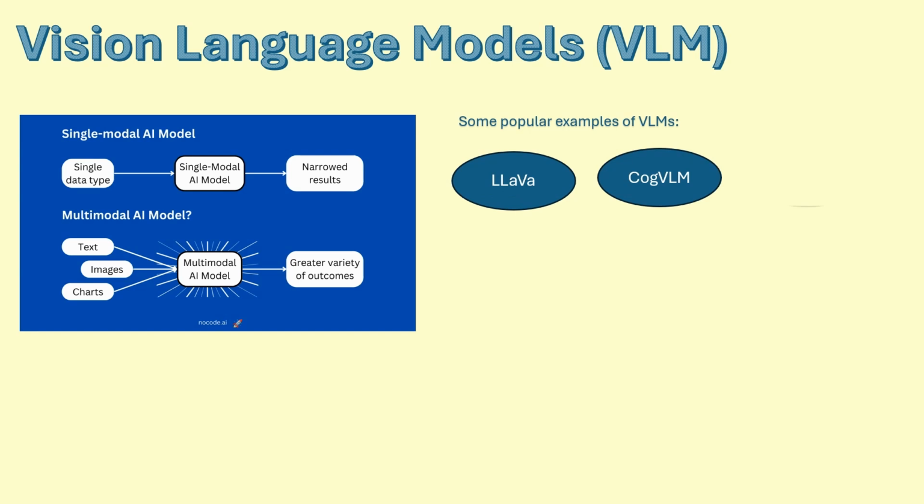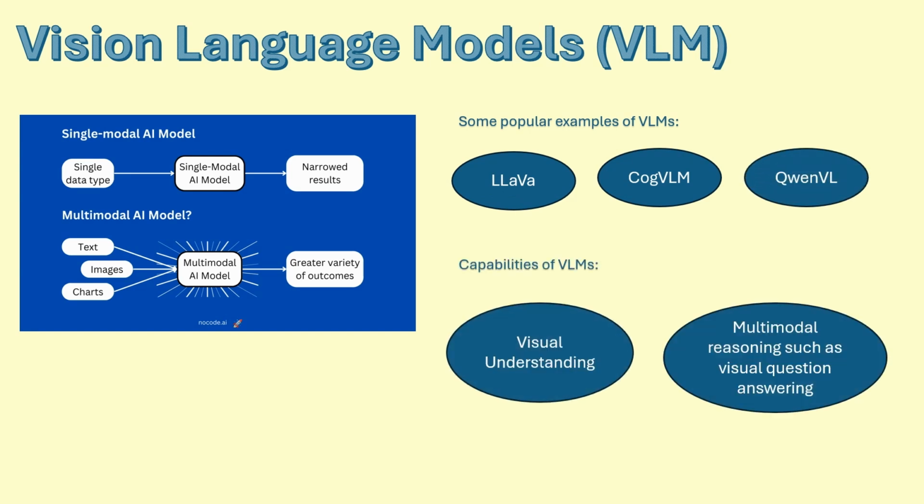Vision language models are powerful artificial intelligence systems that can understand and generate both visual and textual content. These cutting-edge models have revolutionized fields like computer vision, natural language processing, and multimodal AI. Let us understand the capabilities of vision language models.